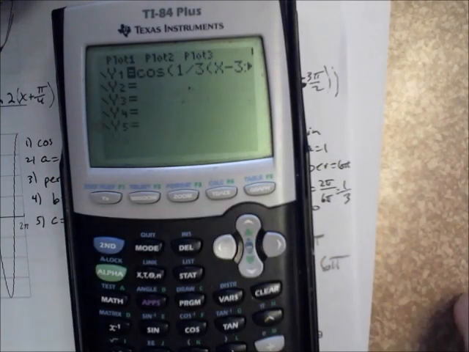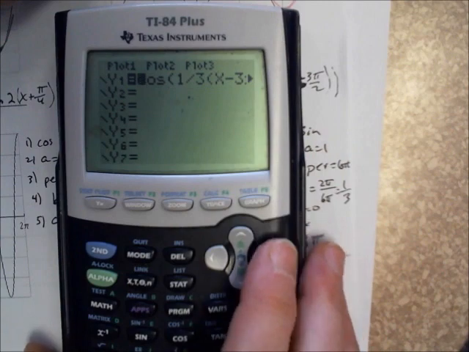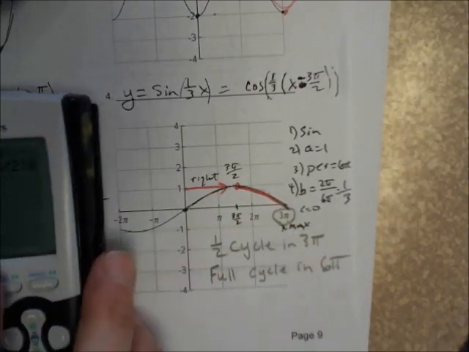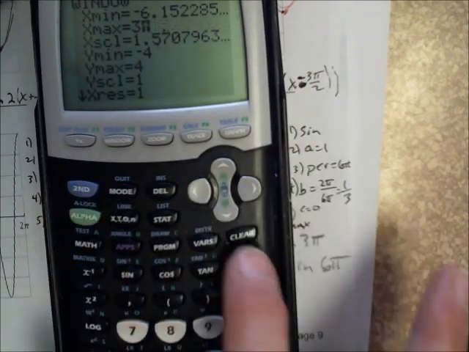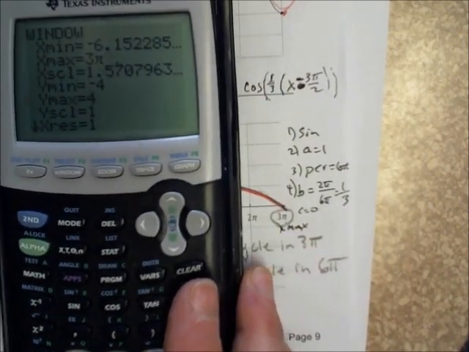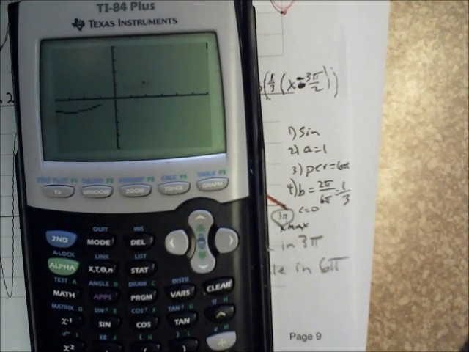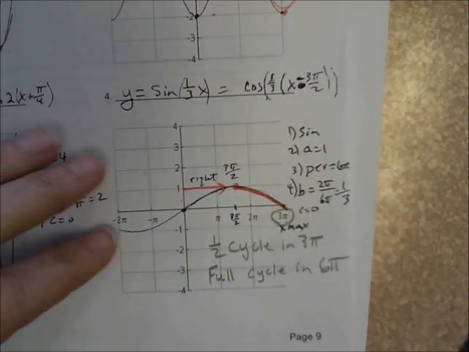And hopefully when we get this into our graphing calculator, I already did it, cosine of 1/3 x minus 3 pi over 2. And this goes out to 3 pi. Let's see, if we change our window, I changed mine in the middle of things, out to 3 pi. Then when you press the graph button, it'll look exactly like the original one. So there's your cosine curve for that one.